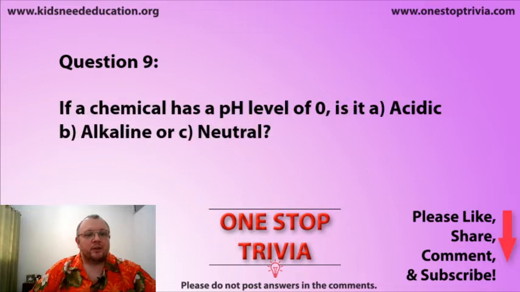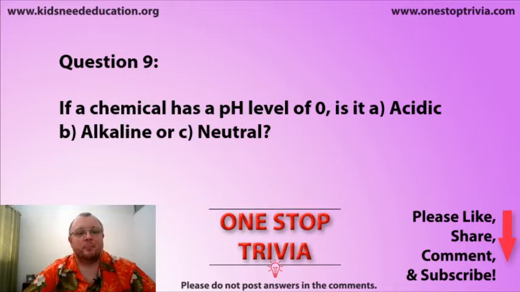And question number nine. If a chemical has a pH level of 0, is it A, acidic, B, alkaline, or C, neutral? Okay, so if a chemical has a pH level of 0, is it acidic, alkaline, or neutral?